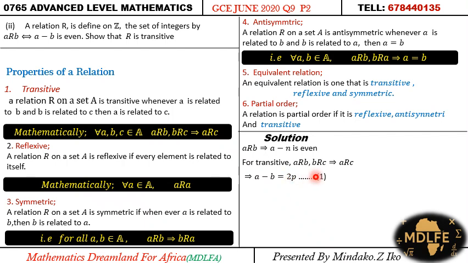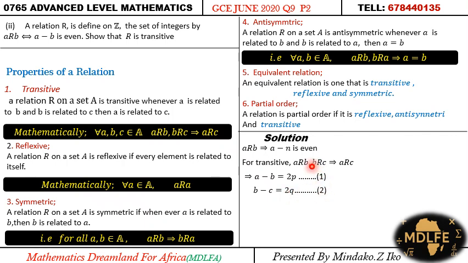But the transitive property says that if a is related to b and b is related to c, implies a is related to c. So now this is my a is related to b, according to the format that they gave us, that a minus b is even. So I'm going to use b minus c, which is also even again. So it is 2q, and this is my equation 2.